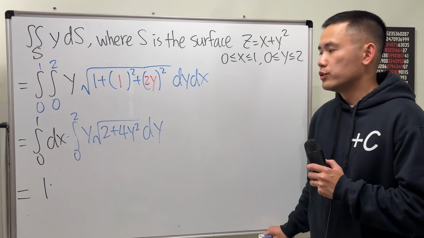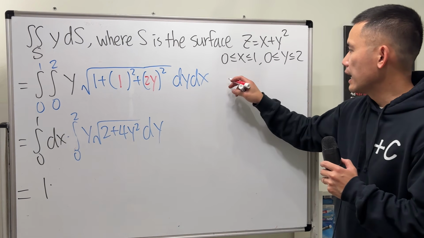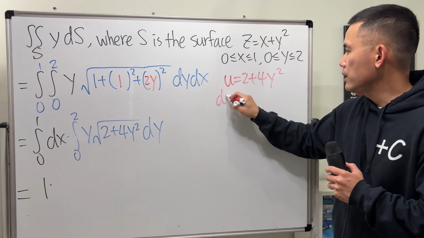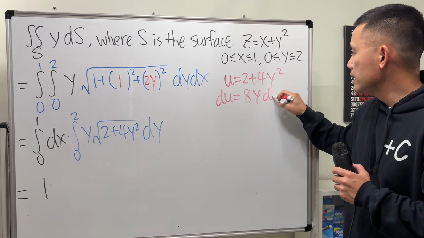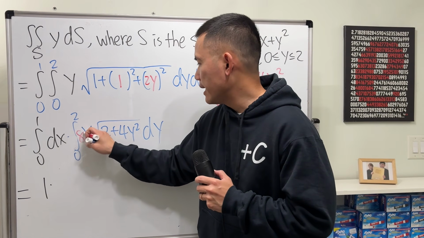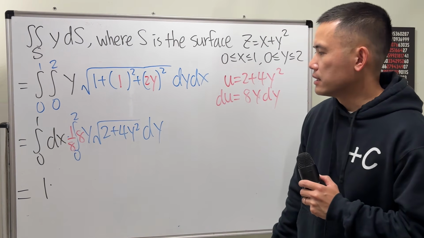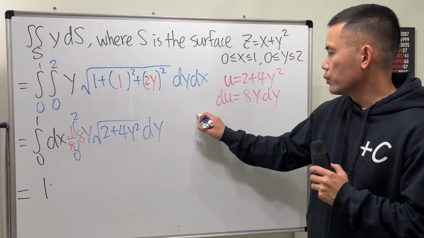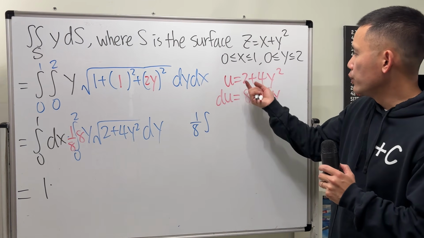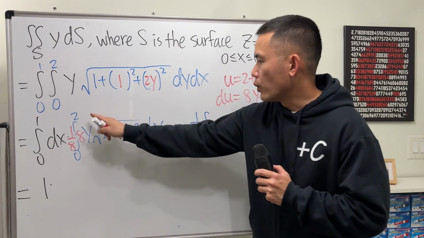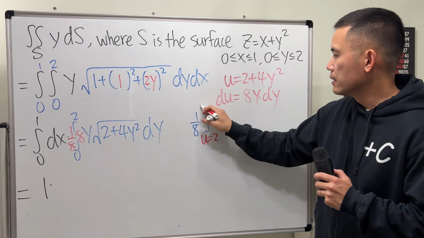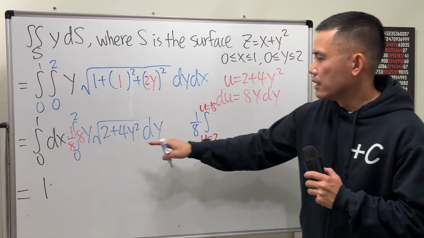For this one right here, we'll just do a quick u-substitution. Let u equal the inside. I'll write it down here. And then take the derivative. We get du equals 8y dy. Here we have the y, we also need the 8. So let's multiply this by 8, and then in the front, that's divided by 8. And now take this integral to the u world. We have 1 over 8 integral. When y is 0, we get u equals 2. And when y is 2, 2 squared is 4, times 4 is 16, plus 2 is 18. And then that's the du.